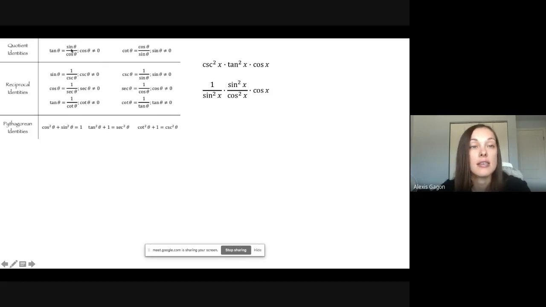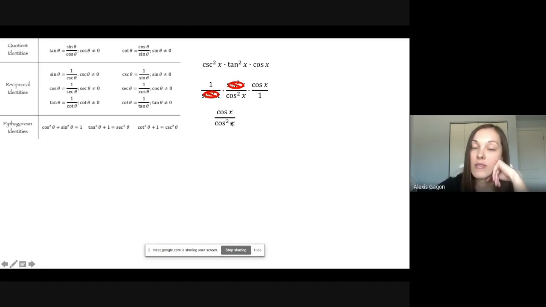Tangent is sine over cosine, so tangent squared of x would be sine squared of x over cosine squared of x. And then we have the cosine of x here. And then we can start canceling stuff. I'm just going to put that over 1. So those sine squareds of x cancel, and I'm left with cosine of x over cosine squared of x.